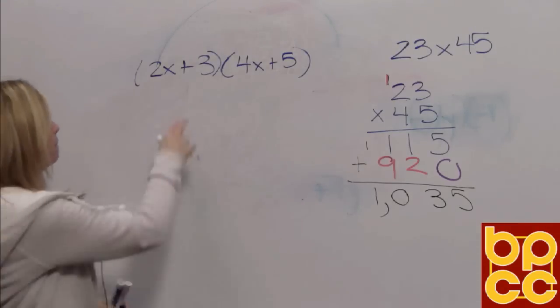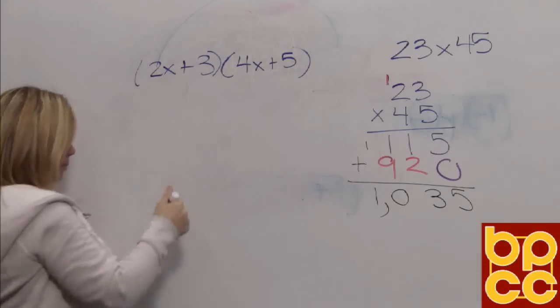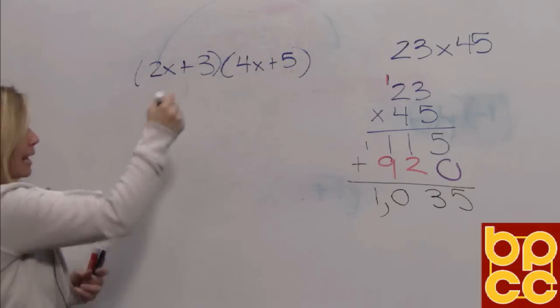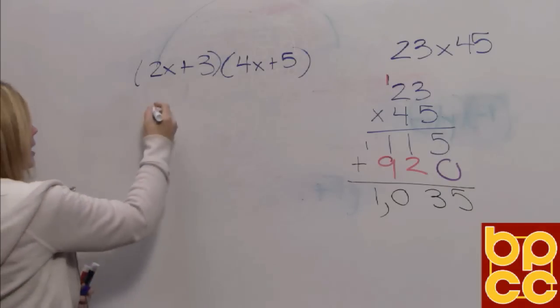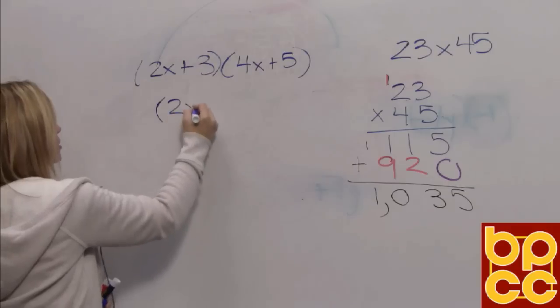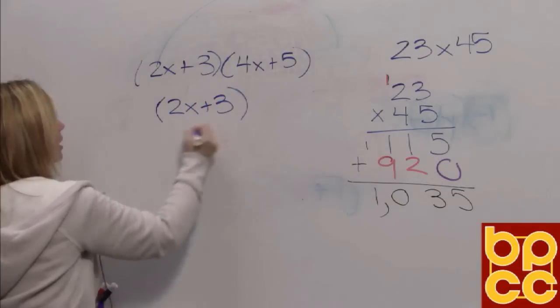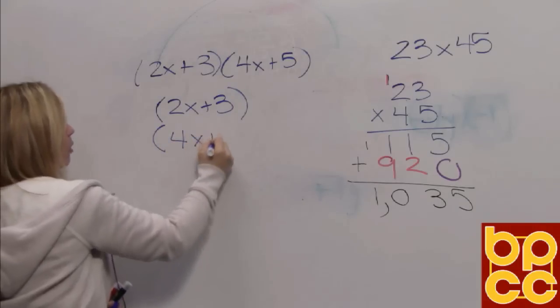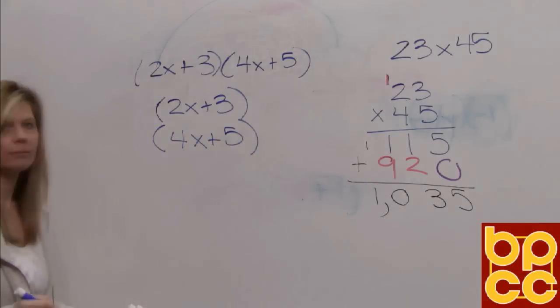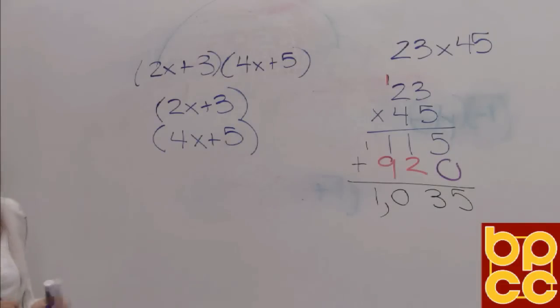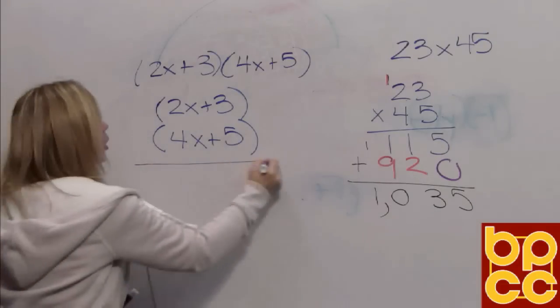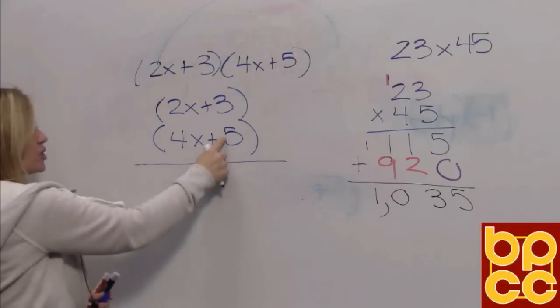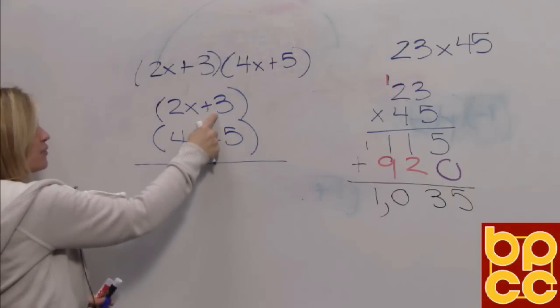So when you're given binomials, which are like 2-digit numbers, all you have to do is line it up like a 3rd grader. You take the 2x plus 3, and you're going to times it by the 4x plus 5. I'm going to keep it in parentheses so I know I'm multiplying. You're going to start, just like a 3rd grader, with the digit 5. 5 times 3 is 15.